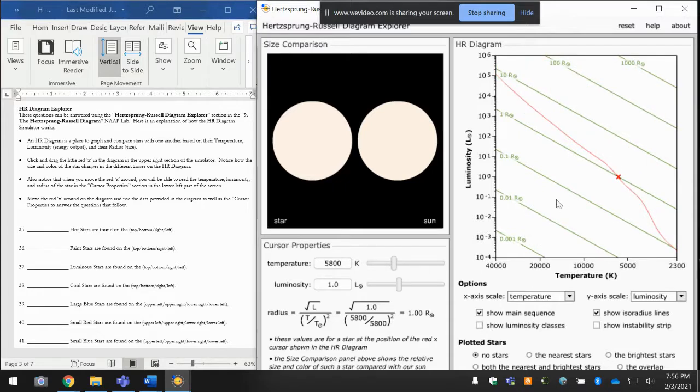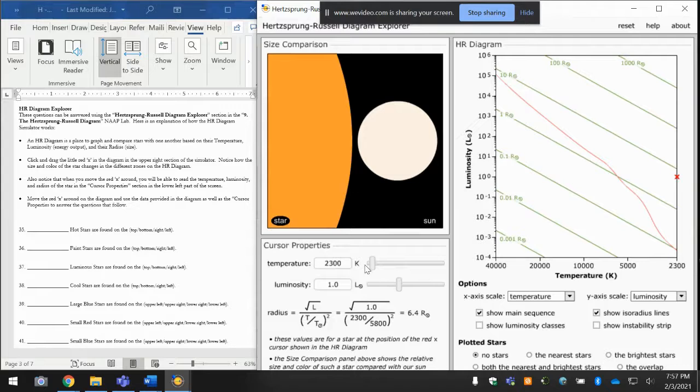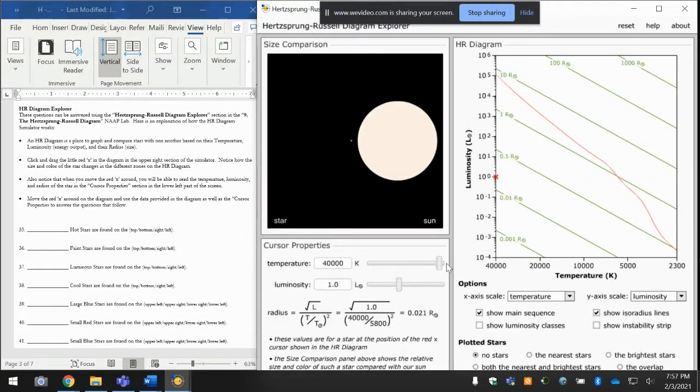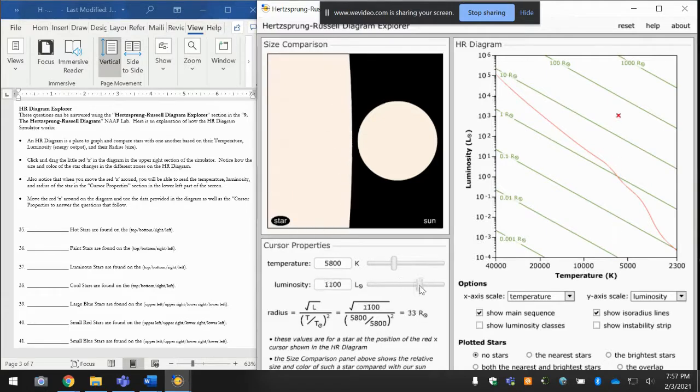You can also do some pretty neat things with this diagram. In the cursor properties, it shows you the temperature and the luminosity here. You can drag this to make the temperature go lower or higher, and notice the sun is the other star here for comparison. And then you can click reset here. Luminosity, that's the energy output. The lower it is, the lower you are in the diagram. The higher it is, the higher it is up here.